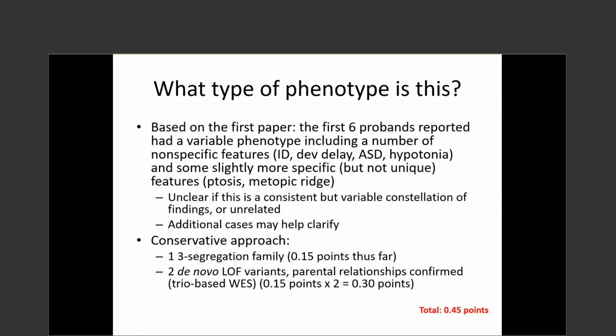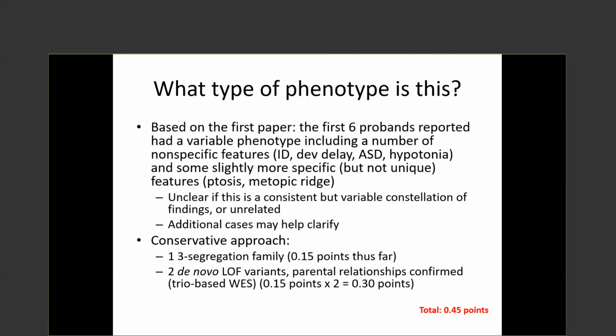If you are wondering which phenotype category we should be using for this particular phenotype, based on the first paper, the first 6 probands that were reported had a variable phenotype, including a number of non-specific features, so intellectual disability, developmental delay, autism, hypotonia, and some slightly more specific features, but not necessarily unique, so things like ptosis or metopic ridging. I would say at this point, just looking at the first paper, it's unclear whether this is a consistent but variable constellation of findings or if they're unrelated. So additional cases might help clarify.